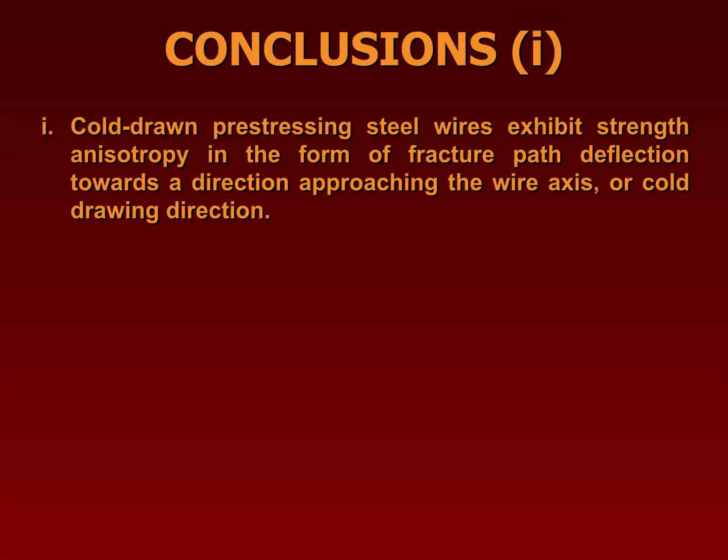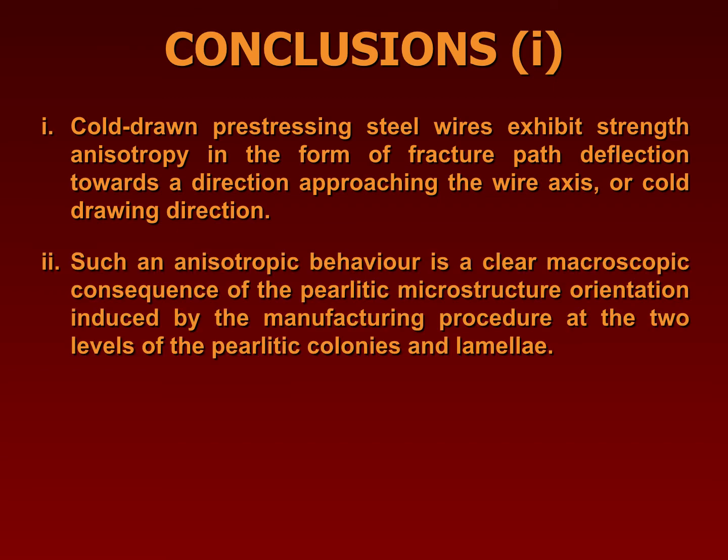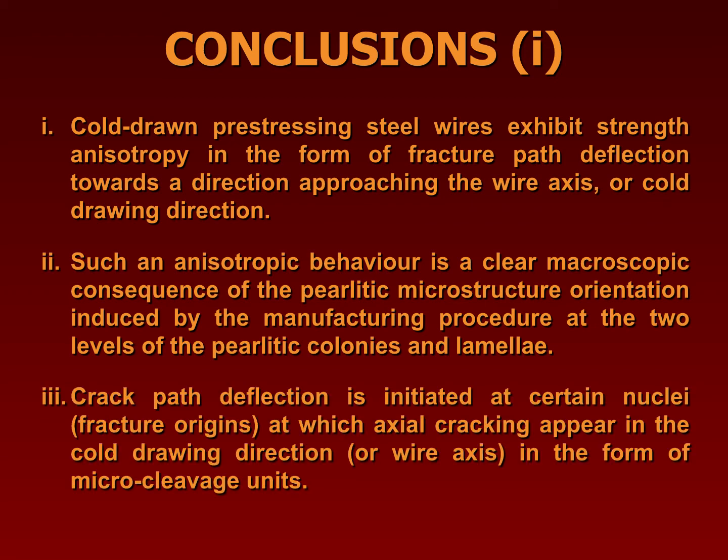Then the conclusions. 1. Cold drawn prestressing steel wires exhibit strength anisotropy in the form of fracture path deflection towards a direction approaching the wire axis, or cold drawing direction. Such an anisotropic behavior is a clear macroscopic consequence of the pearlitic microstructural orientation induced by the manufacturing procedure at the two levels of the pearlitic colonies and lamellae.